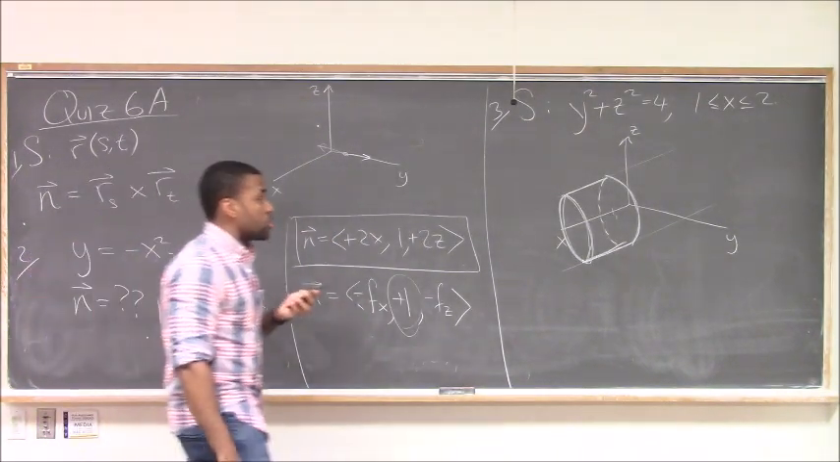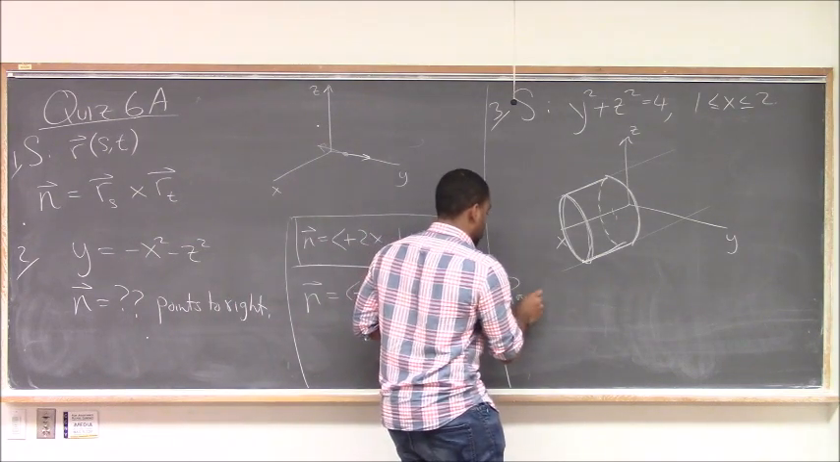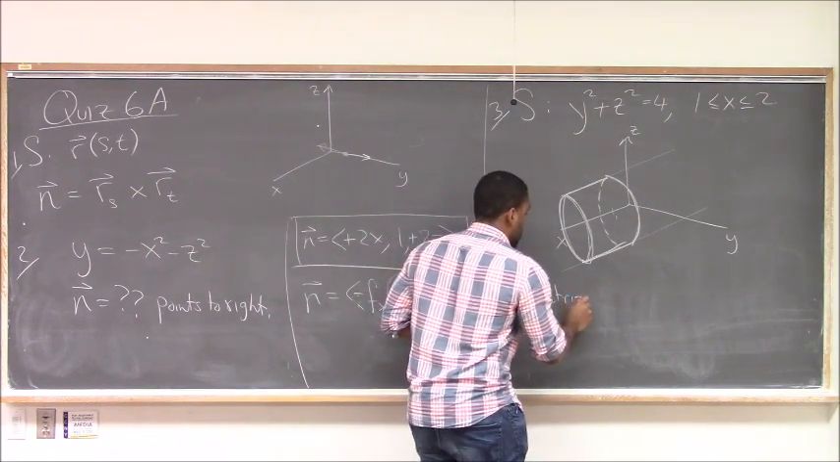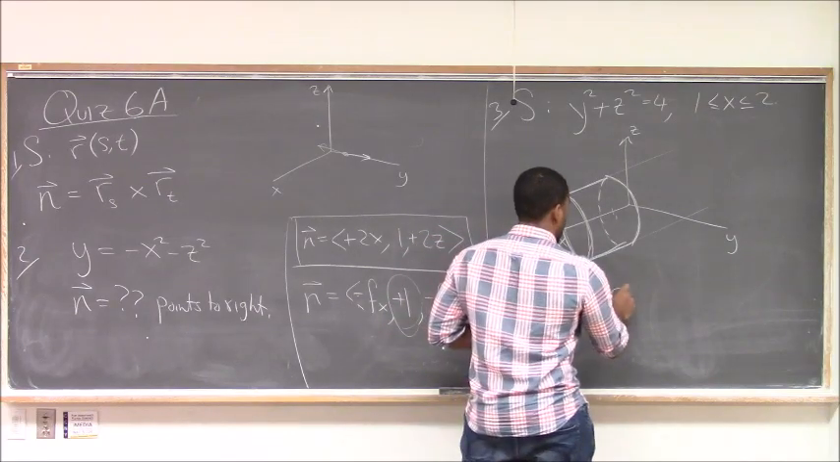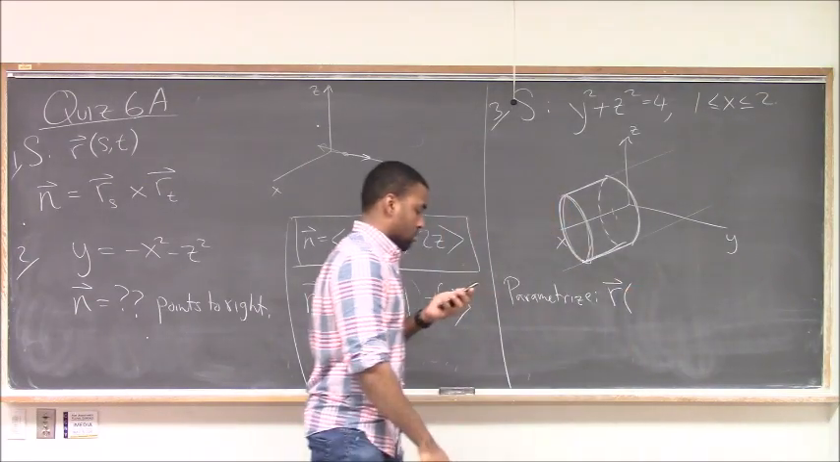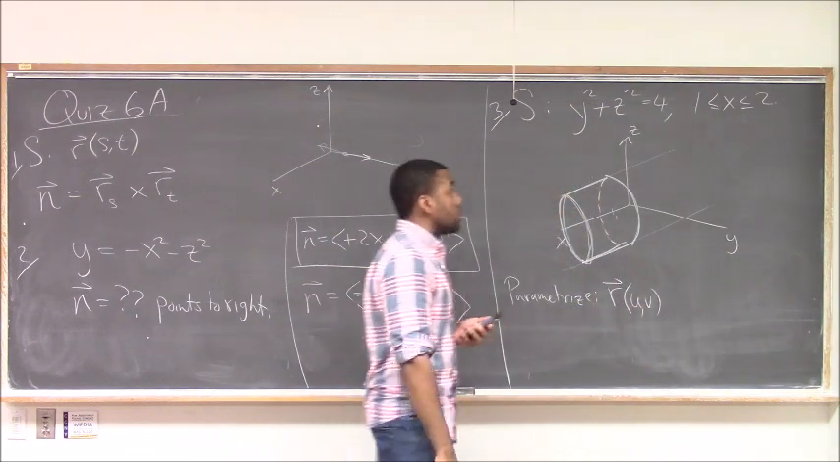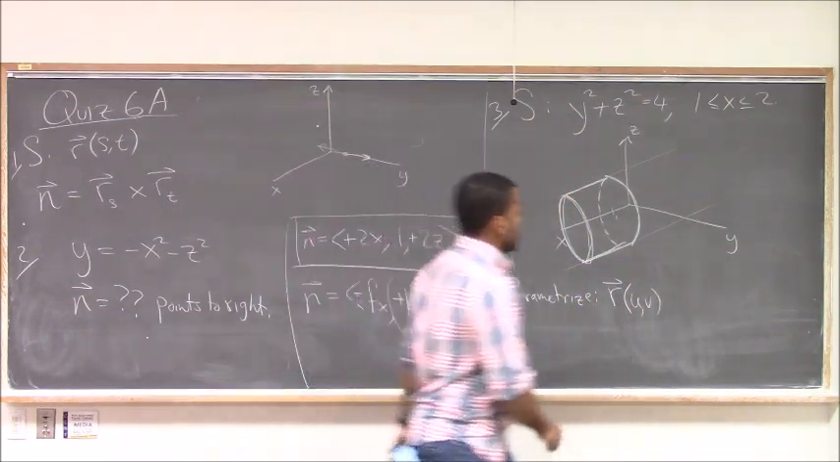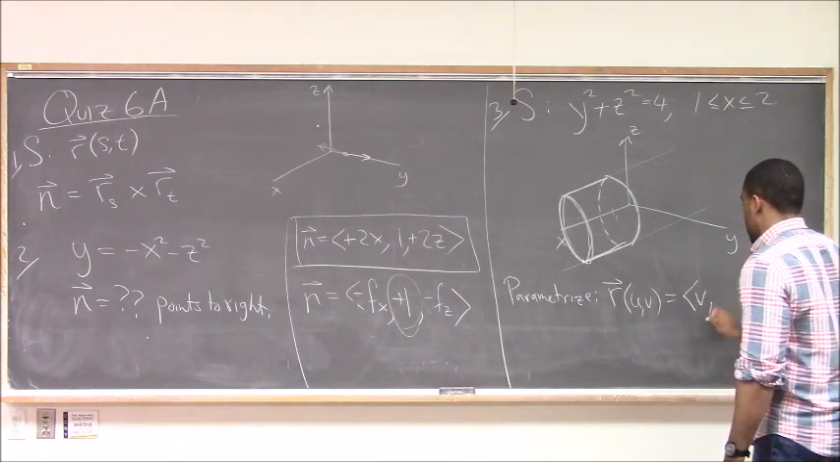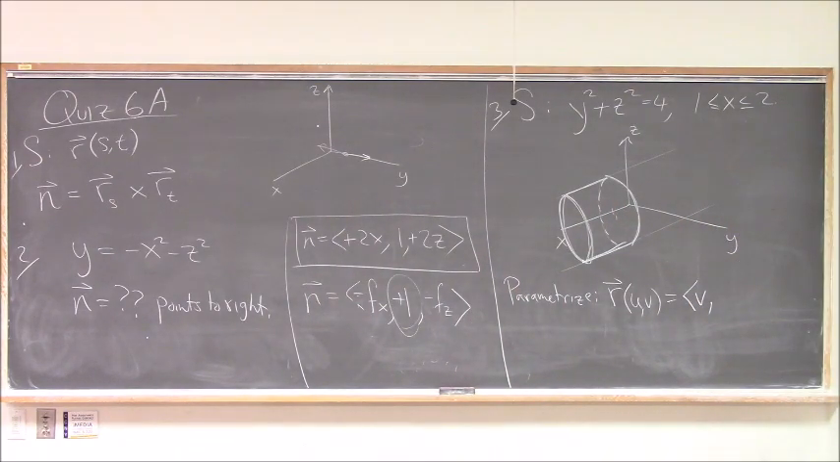Now the question asks us to parametrize S. How do you parametrize S? So x would be r cosine theta? No. Let's say u and v or something similar. x is v, and y would be 2 cosine u, and z would be 2 sine u.